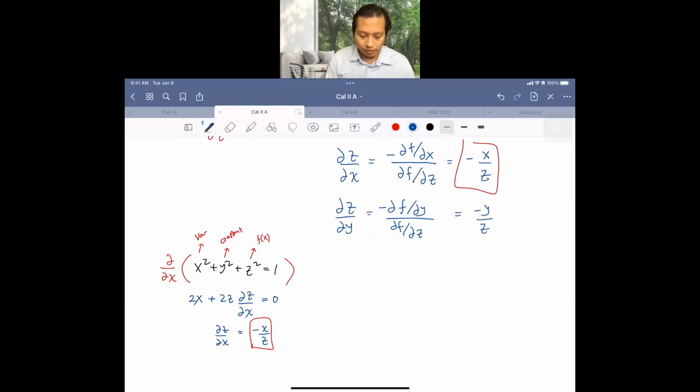And similarly, if you want to derive this with respect to y, this is 2y, this is 0, and this is 2z dou z dou y, and dou z dou y is negative y over z. Also the same.